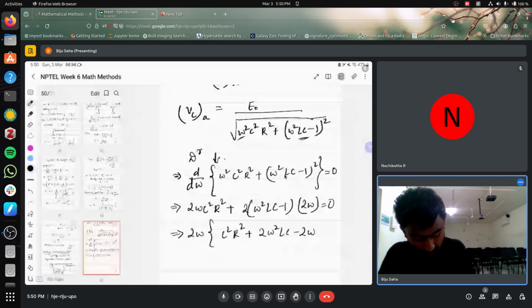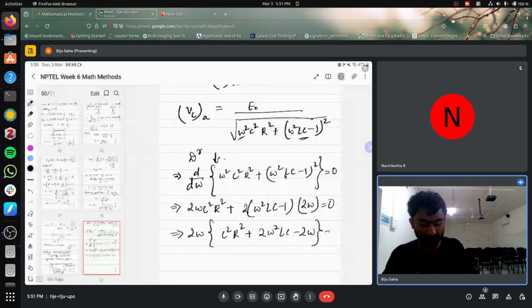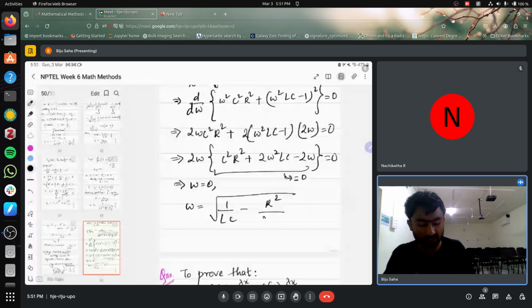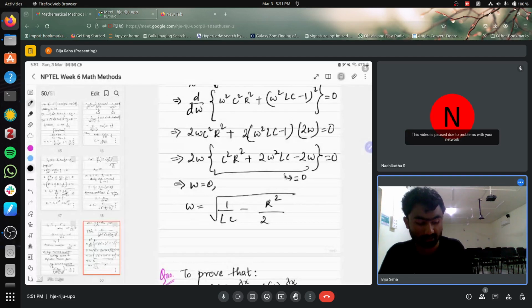So one solution is omega equal to 0. This would correspond to a different scenario, but we are interested in the denominator being minimum. So that would correspond to this being equal to 0. This is the condition for the voltage across the capacitor to reach a peak. So this is another resonance condition.